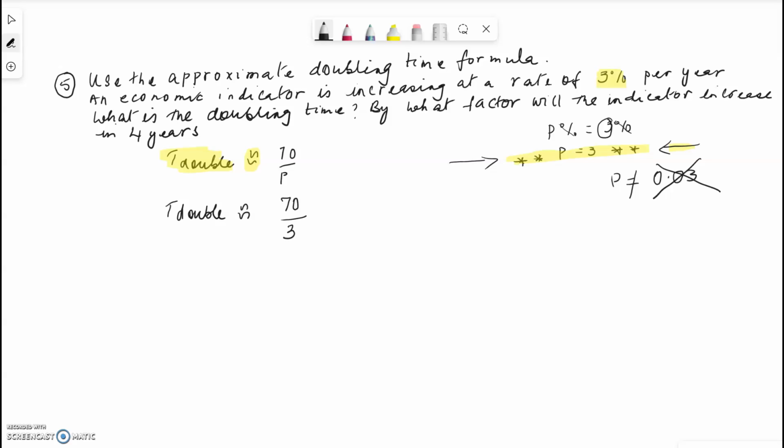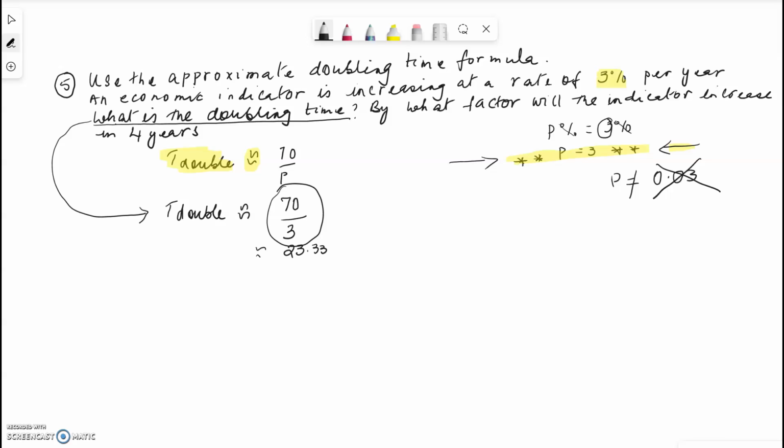Okay, so that is your approximate doubling time. This is approximately equal to 23.33, or you can leave it as that. Next, this is the first part of the question: what is the doubling time? And we use the T double formula, the approximate doubling time.